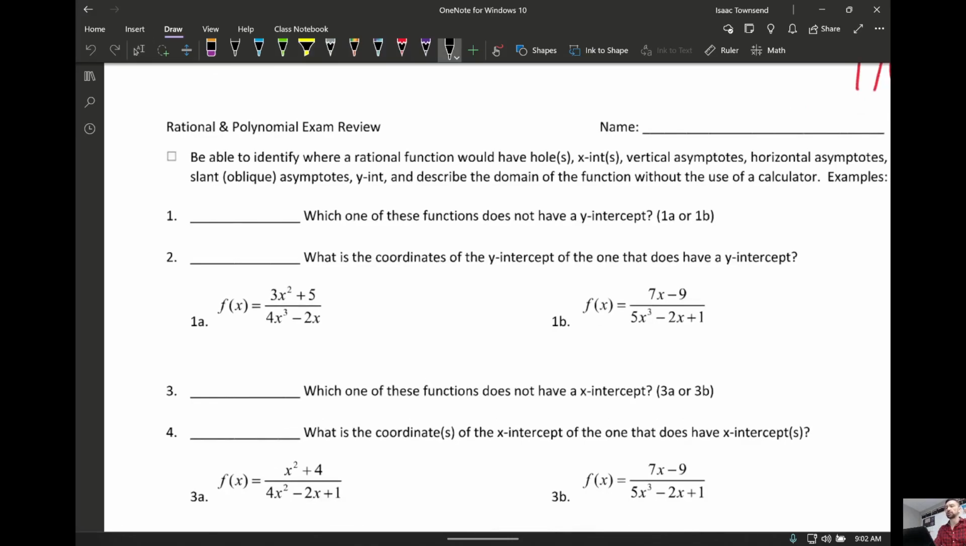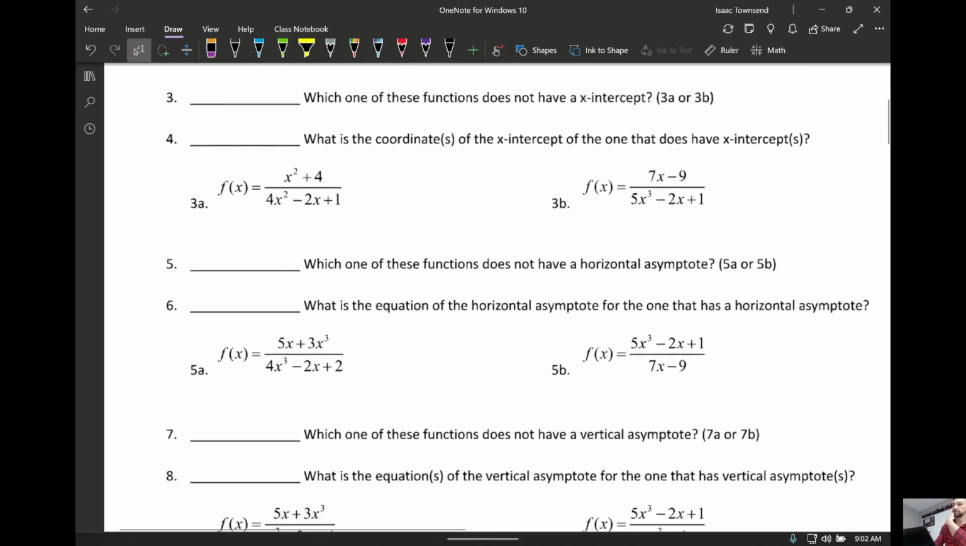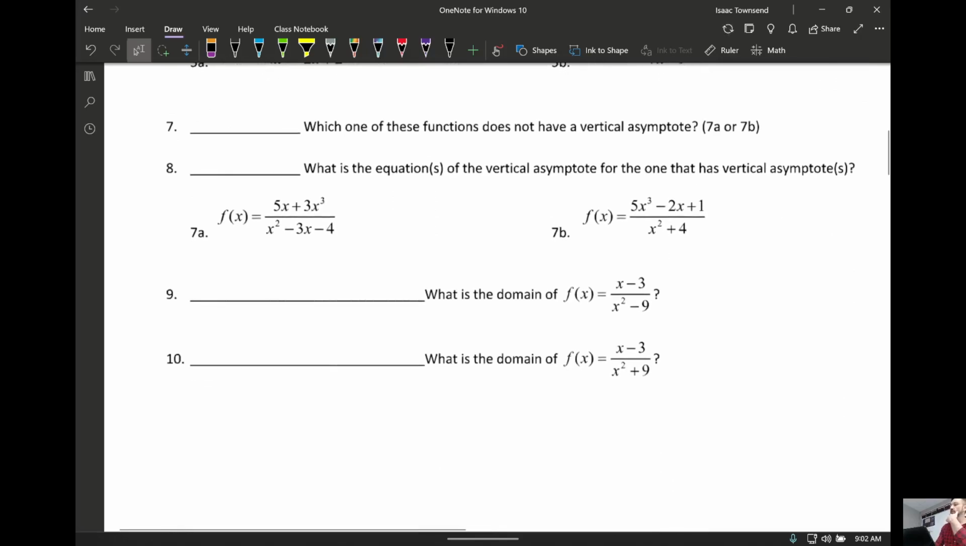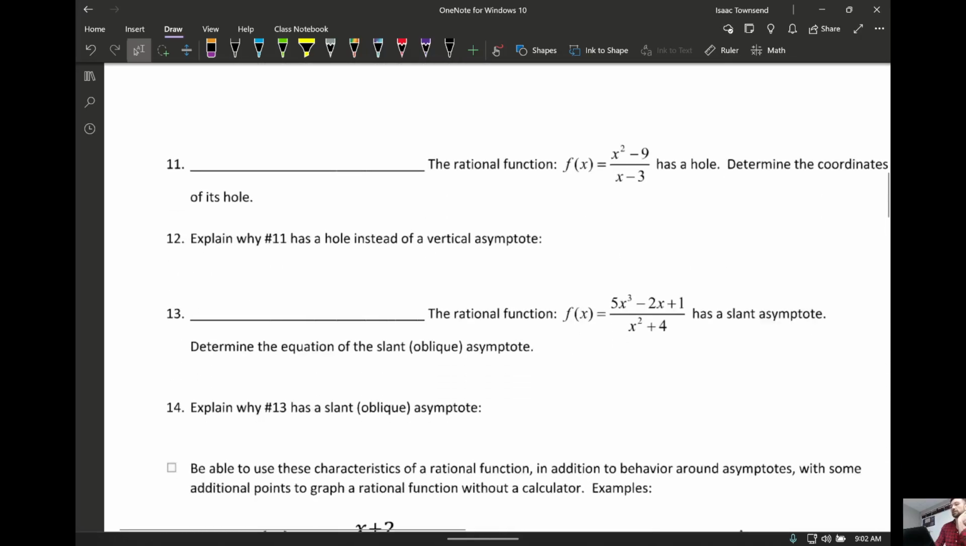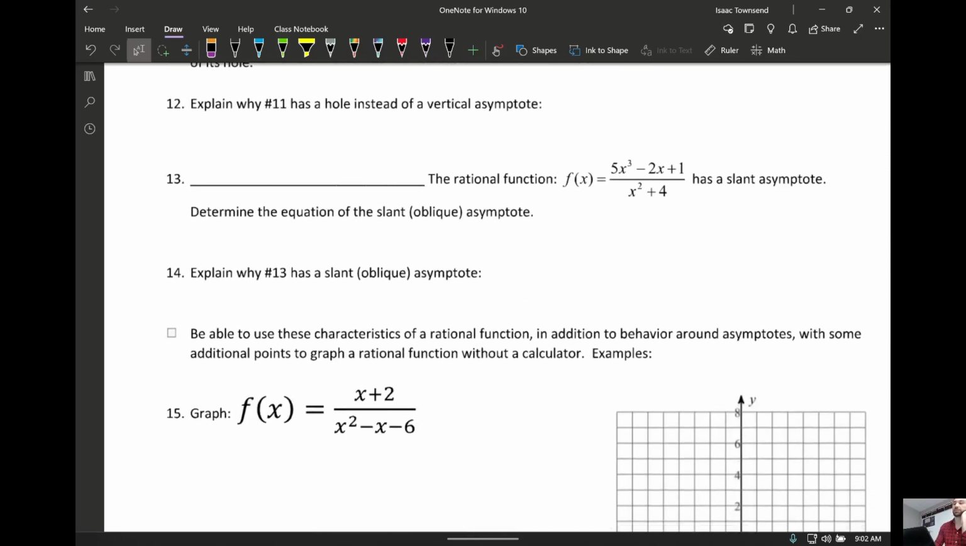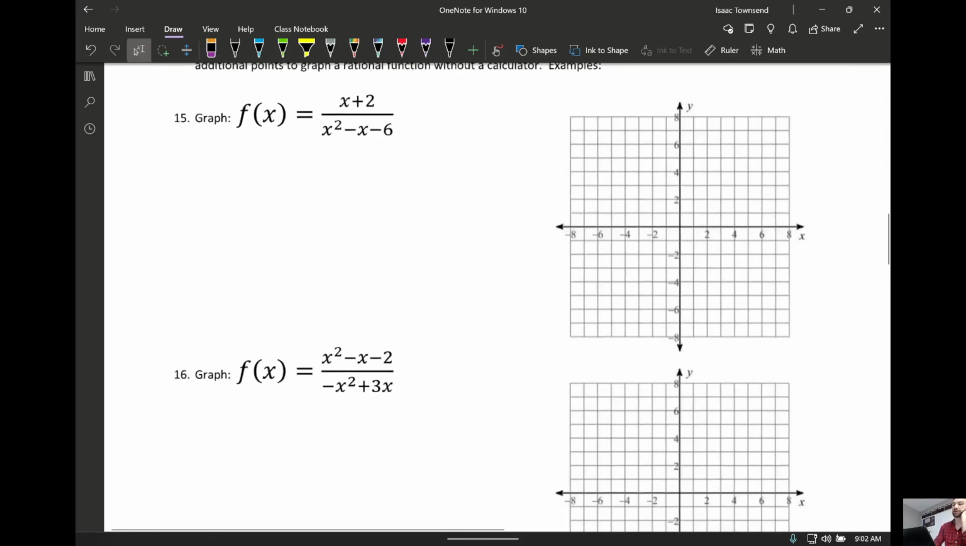So like questions 1 and 2 present two functions where one of them has a y-intercept, one of them doesn't. So it forces you to think, what does it mean to have a y-intercept? How could one have a y-intercept or not? So you need to figure out which one does have a y-intercept, and then find the y-intercept of the one that does have one. And then do the same thing for x-intercepts, horizontal asymptotes, vertical asymptotes, domain, basically each of these, but looking at it from a different perspective.